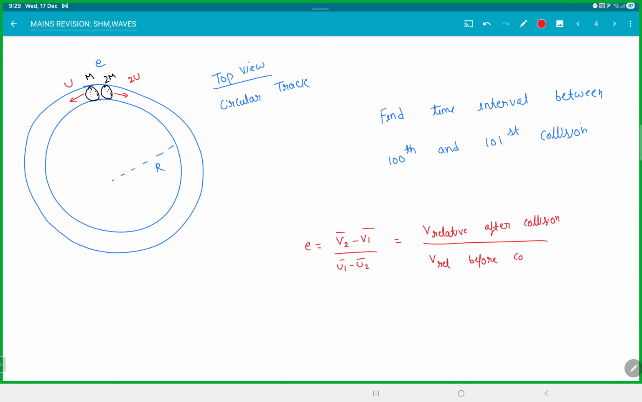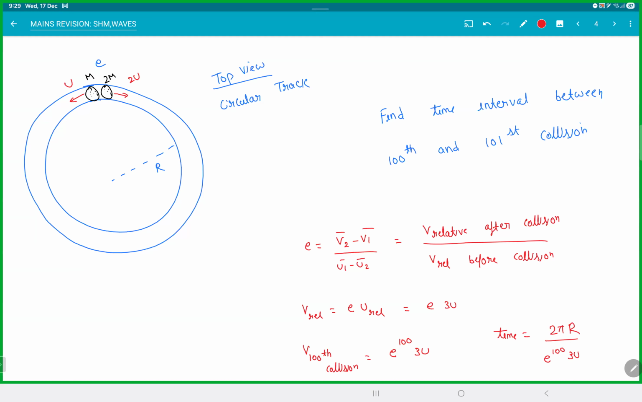Again, head on. That means the v relative after collision will be e times u relative. So after every collision, your relative velocity becomes e times, independent of the mass. Let the masses be anything. Getting it? So this will be e times relative is 3u. So velocity after 100th collision will be e power 100, 3u. Therefore, the time interval will be 2 pi r by v relative. Easy. So the coefficient of restitution gives you the relation between the relative velocities.